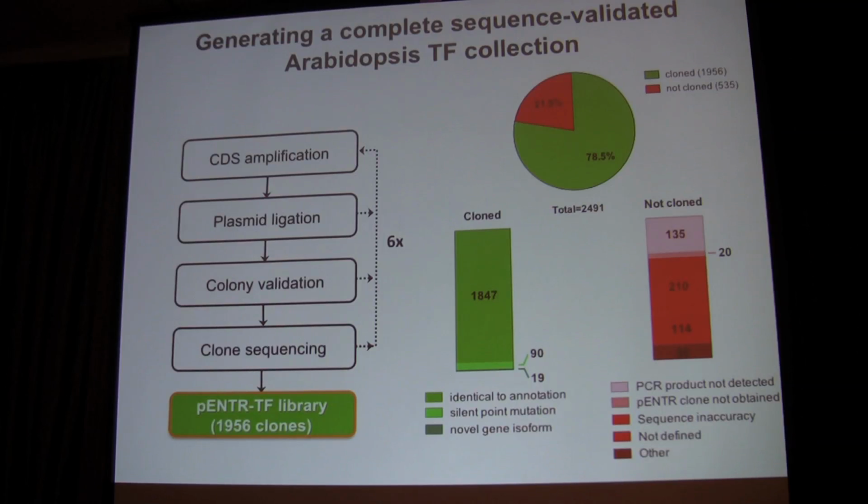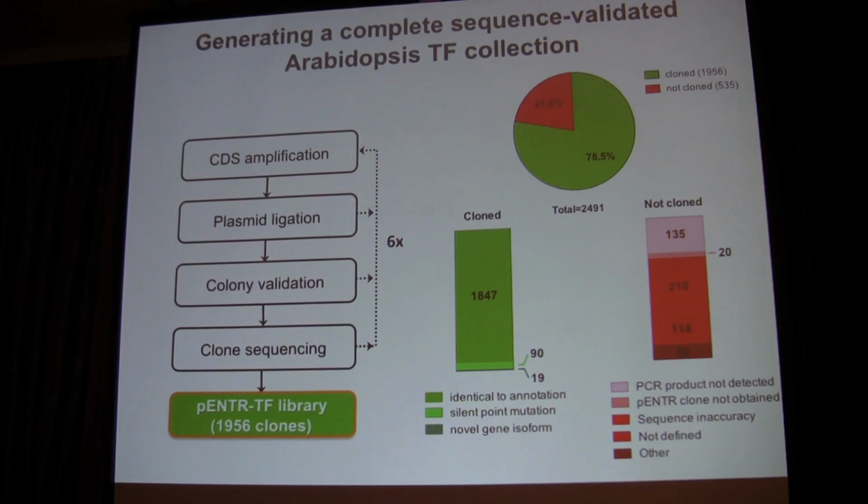Now, if we look at the transcription factors that we have cloned, we find that for the most part, the genes that are present in the collection have a sequence that is exactly the same as the sequence that has been annotated. We included a few genes, 90 genes, that likely acquired a silent point mutation probably during the amplification process. And we included 19 new gene isoforms that are genes that consistently, in every single round of amplification and sequencing, gave exactly the same difference compared to the annotated gene.